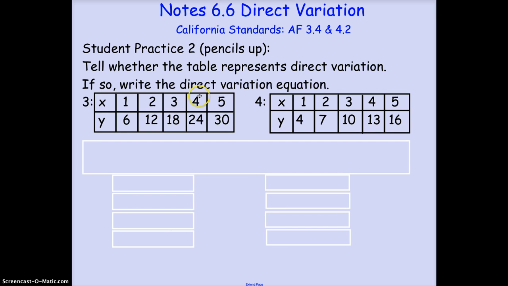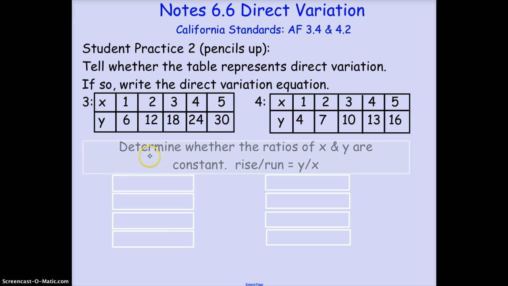So go ahead and try these out, doing the same thing. Remember, you want to determine whether the ratios of x and y are constant. So you want to find that slope, rise over run. Go ahead and do so now. Press play when you're ready to see the answers.